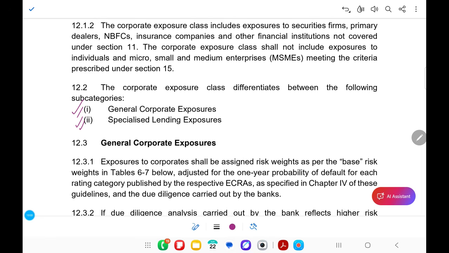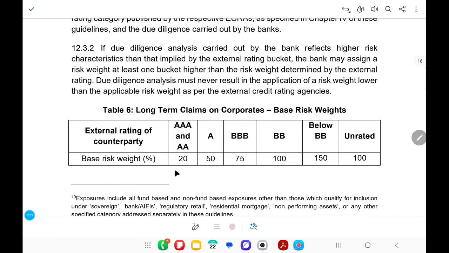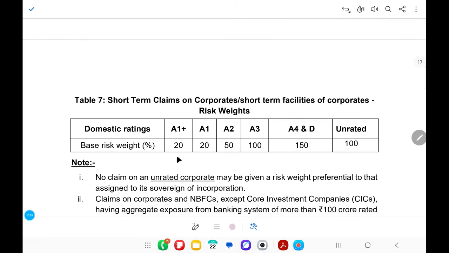Right. So the base risk weight for corporate claims under the general corporate exposures, you can see in this table, varies from AAA and AA rating classes, from 20% to 150%. And there is also a table for the short-term claims, which varies: A1+ and A1 is 20%, A2 is 50%, and A3 is 100%, and so on.